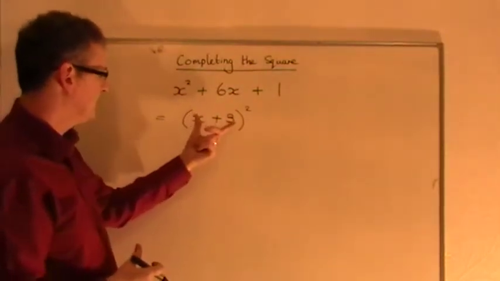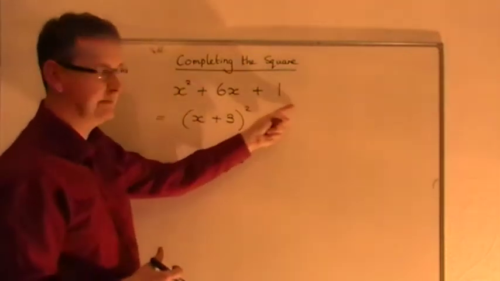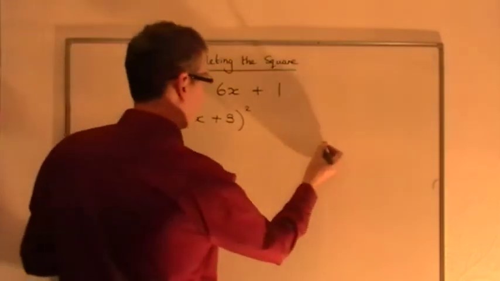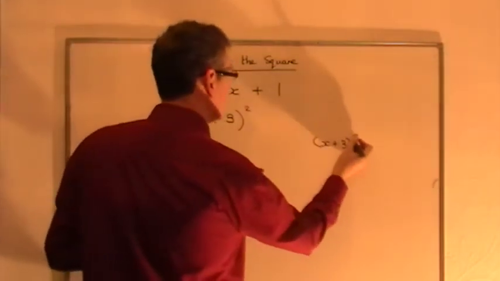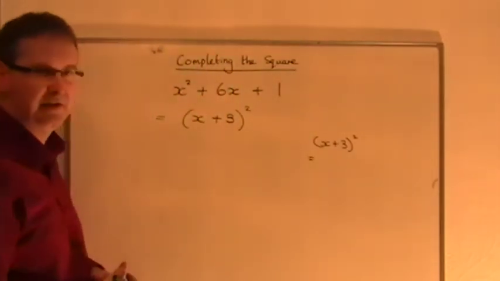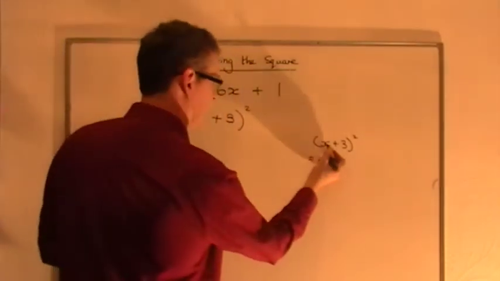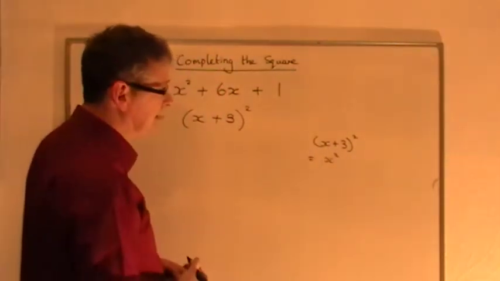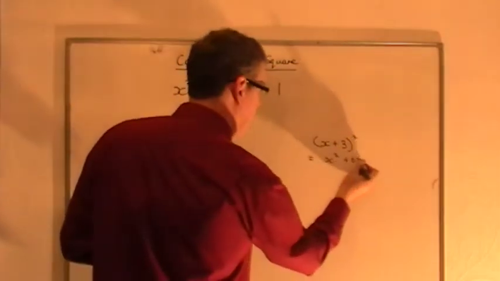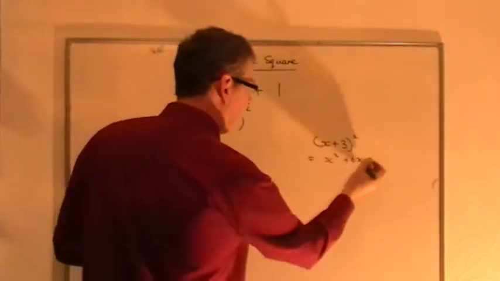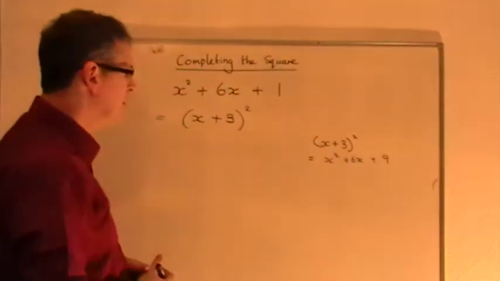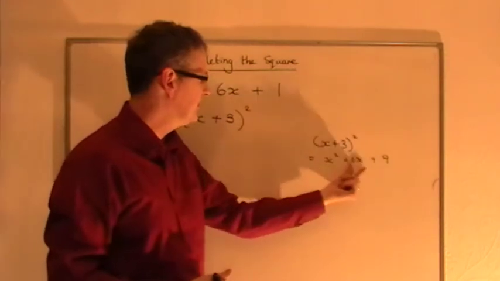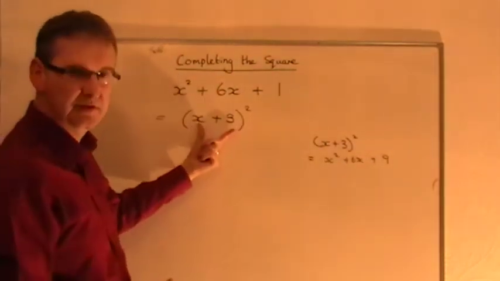Now, as it stands, this is not identical to the line above. There is a slight difference between the two, because if I go to the side here and expand it out, square the first, you get x squared, multiply the two together and double, so that's plus 3x plus 3x, which is plus 6x, and then you square the 3, you get plus 9. So you can see this is x squared plus 6x plus 9.